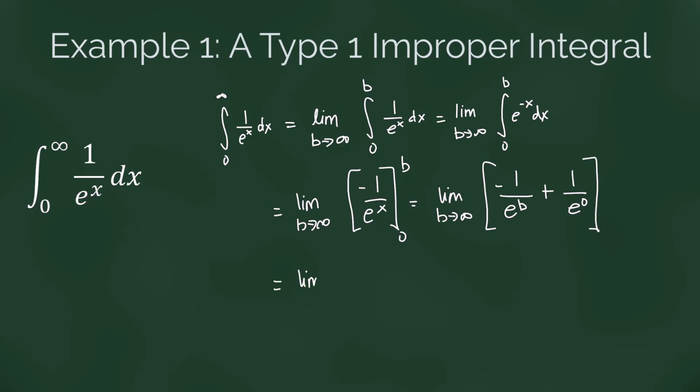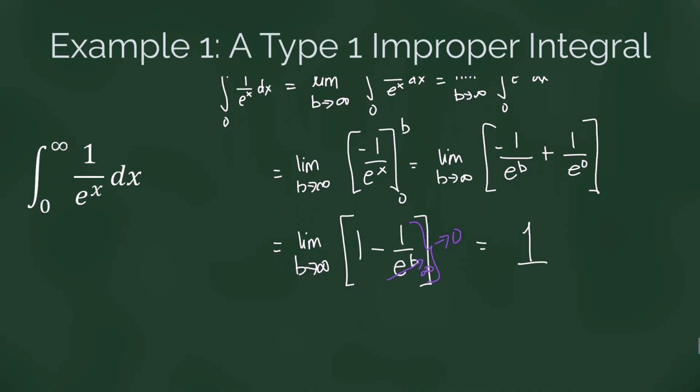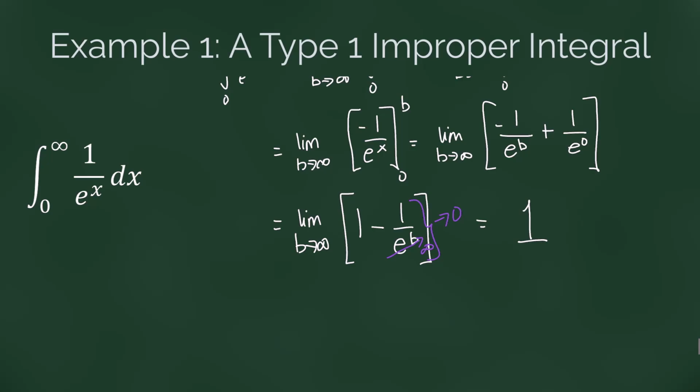And we can rewrite that as 1 minus 1 over e to the b. Well, as b goes to infinity, 1 doesn't change, but e to the b becomes unbounded, which means that 1 over e to the b goes to 0. So when we evaluate that limit, we get that the area is 1. What originally appeared to be infinite is actually identically equal to 1. And so we see that this improper integral converges.